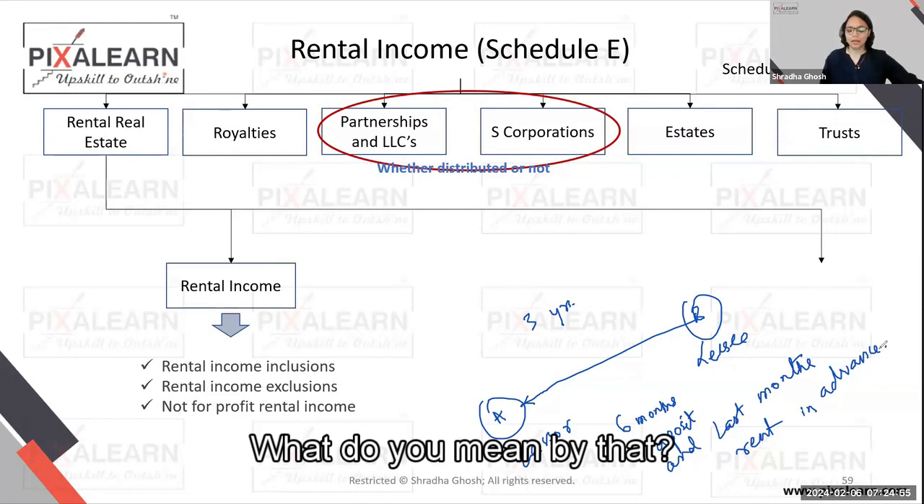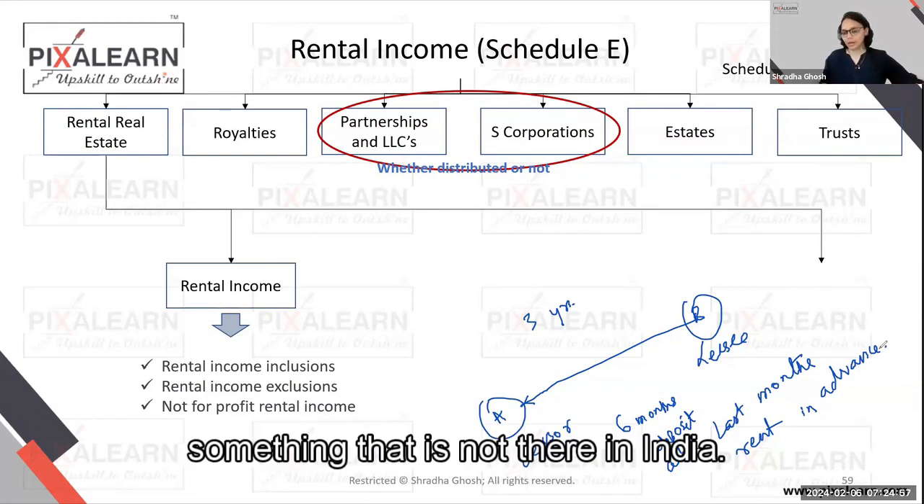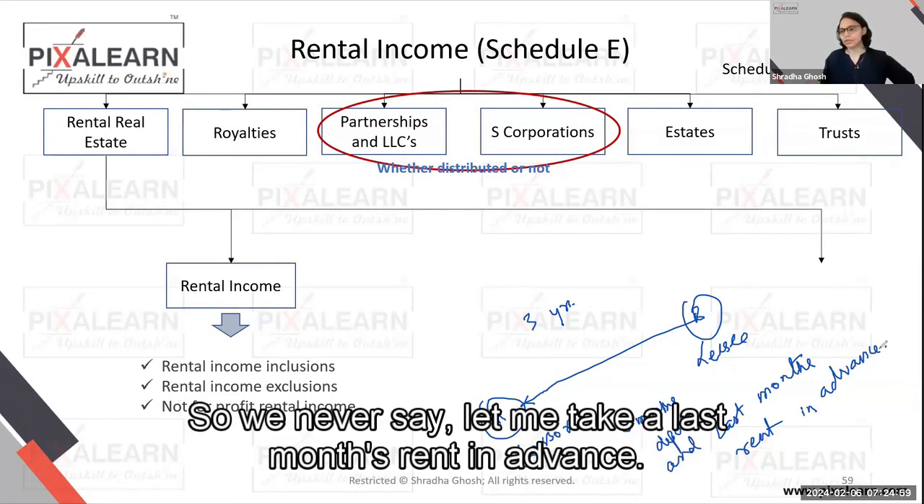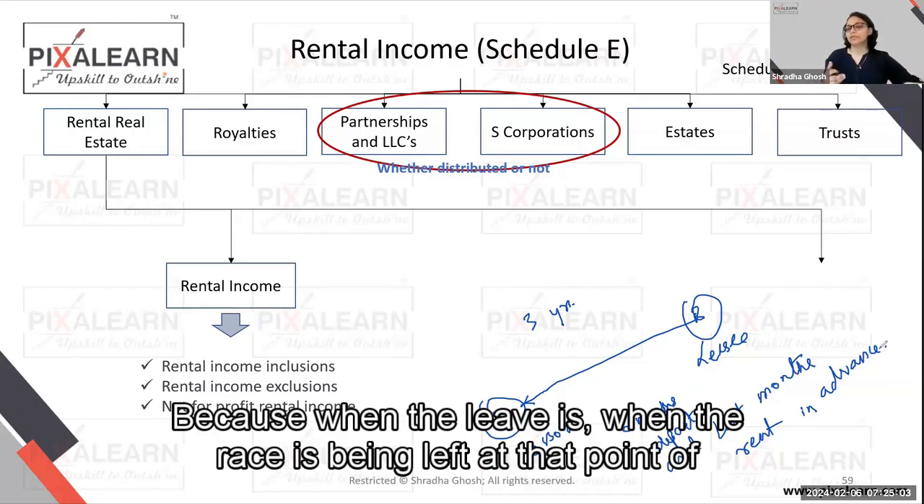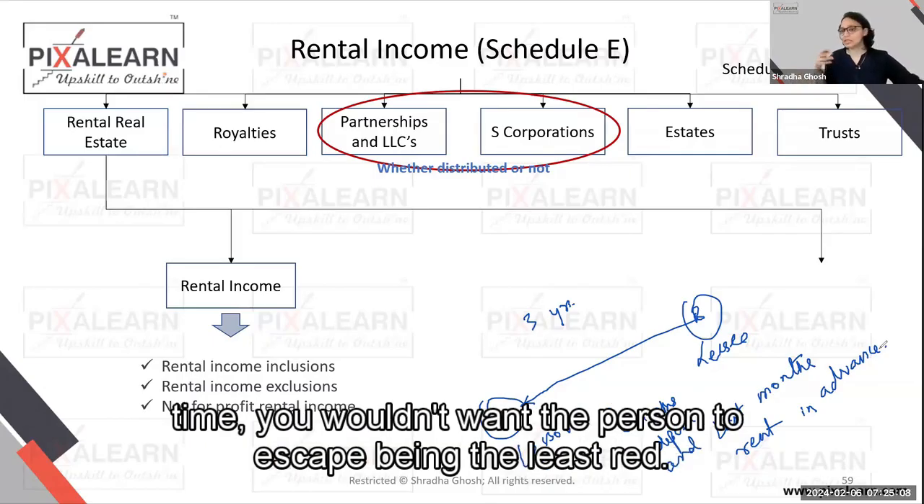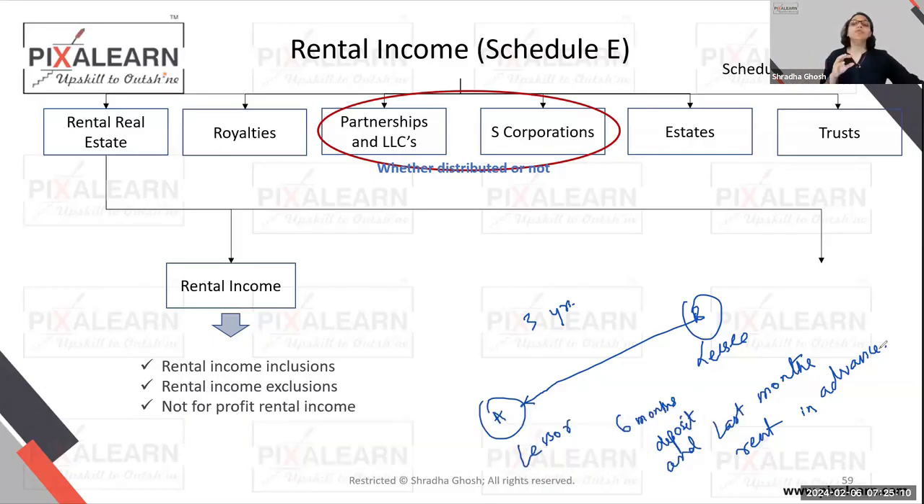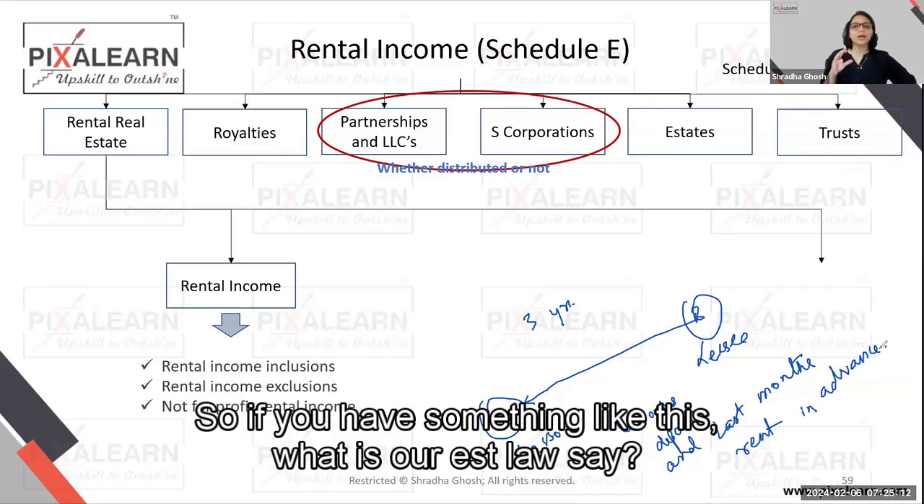What do you mean by that? This is something that is not there in India. We never say that we take last month's rent in advance. But I think there is a logic to it, because when the lease is being left at that point of time, we wouldn't want the person to escape paying the lease rent. So if you have something like this, what does the IRS law say?